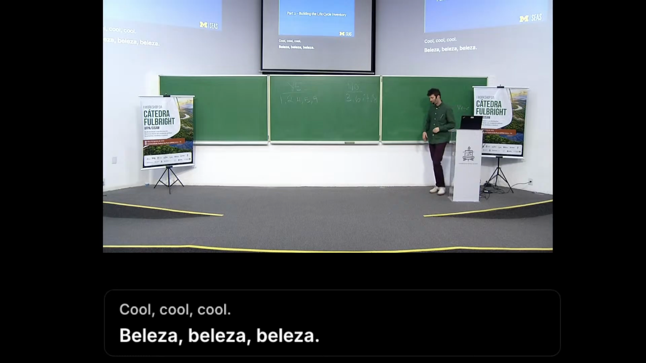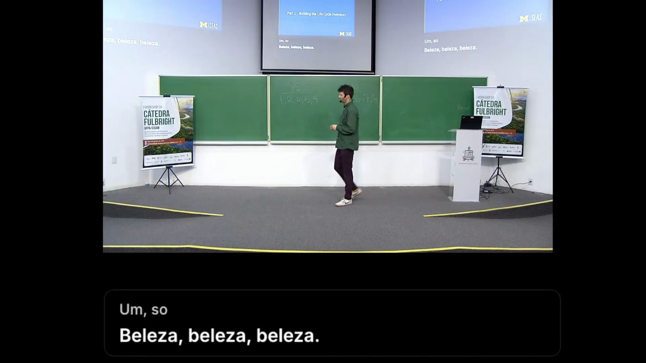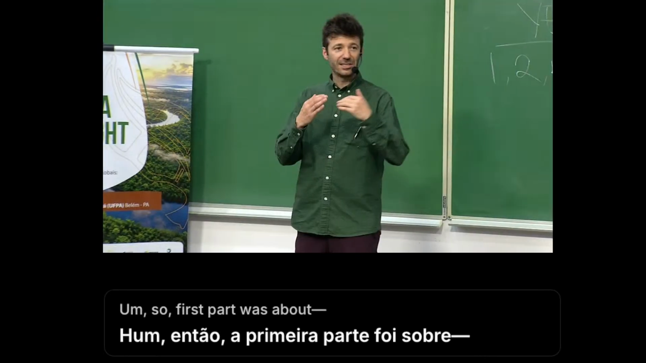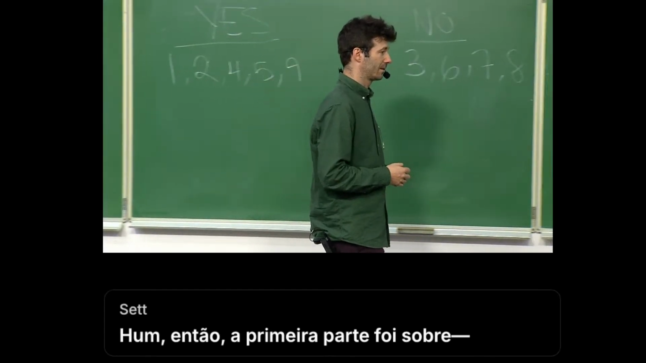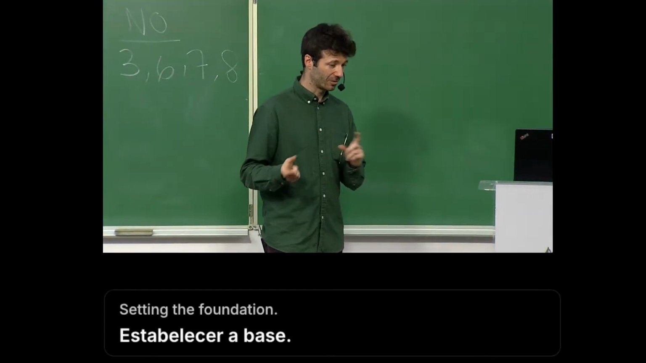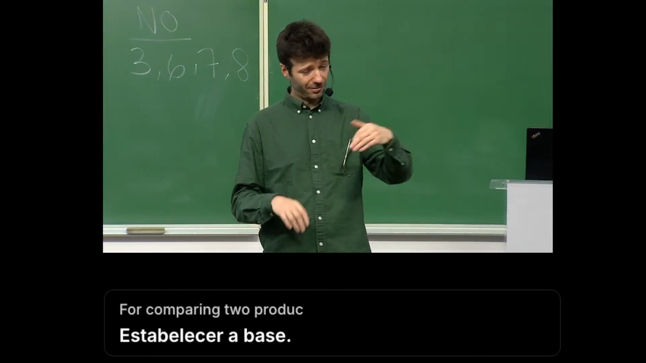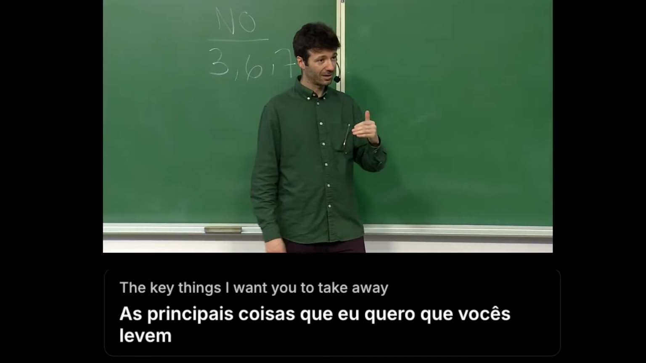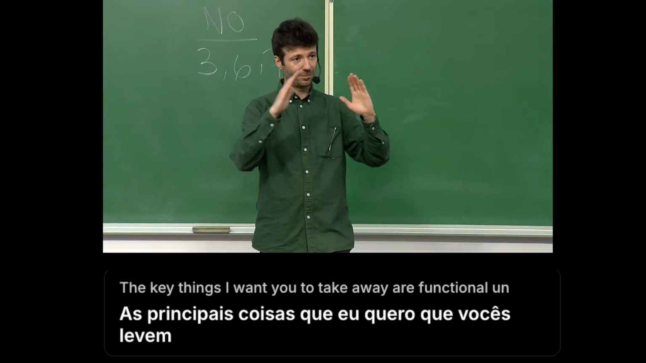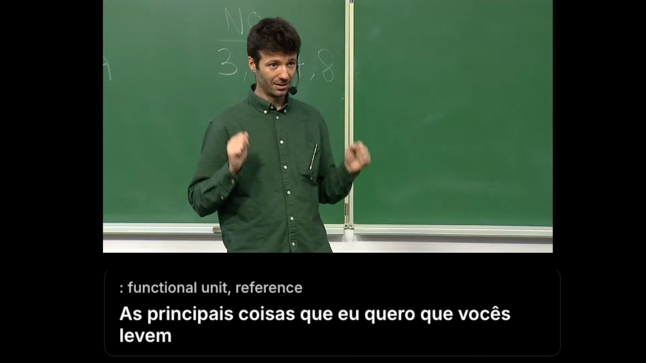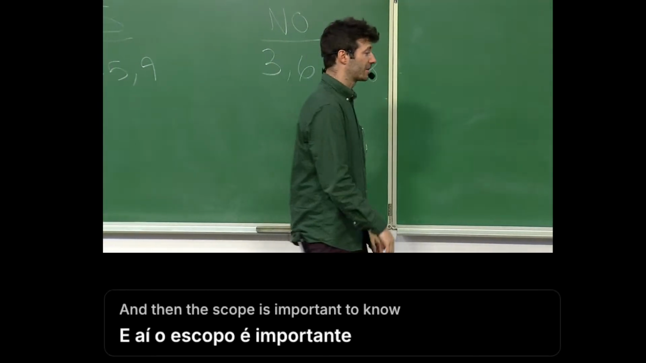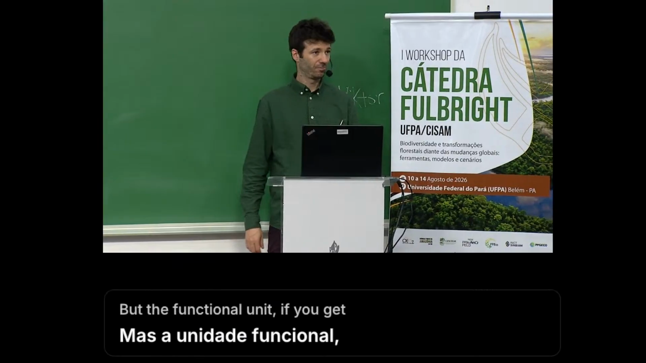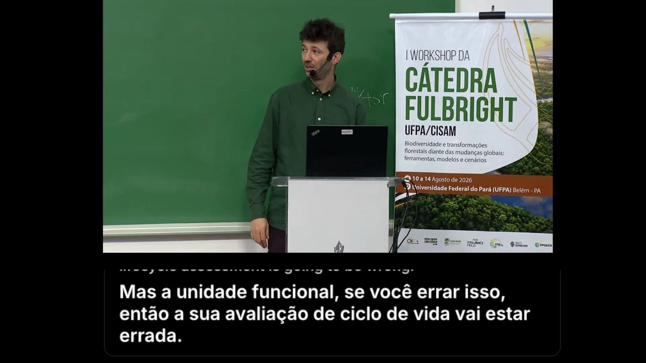So, the first part was about setting the foundation for comparing two products and their environmental performance, right? The key things I want you to take away: functional unit, reference flow. Those are really the main ideas. And then the scope is important to know what's being included. But the functional unit, if you get that wrong, then your life cycle assessment is going to be wrong. Your conclusions will be wrong. So that's the most important.